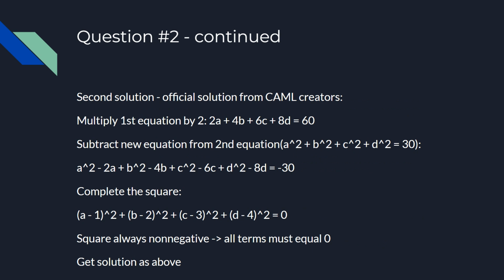So we multiplied the first equation by 2, and then we have to subtract that from the second equation. And once we do this, we have an equation in which we can complete the square for each of the variables to arrive at a sum of squares of expressions that have to equal 0. But note that each expression is integral, and therefore they're real. Their squares have to be non-negative, so each of them has to equal 0. Since each square is 0, a minus 1 equals 0, b minus 2 equals 0, and so on. We can get the solution like before, but I want to introduce you to a final solution, and that's going to be really cool.